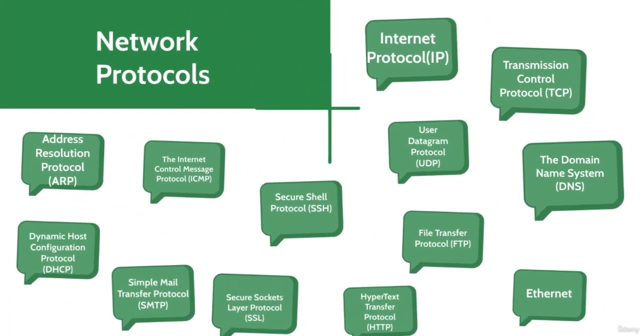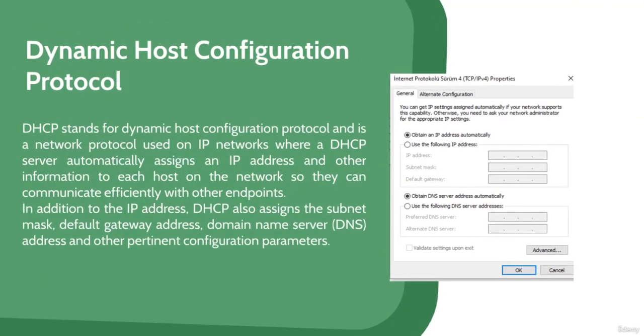Dynamic Host Configuration Protocol. DHCP stands for Dynamic Host Configuration Protocol and is a network protocol used on IP networks where a DHCP server automatically assigns an IP address and other information to each host on the network so they can communicate efficiently with other endpoints. In addition to the IP address, DHCP also assigns the subnet mask, default gateway address, the domain name server, DNS, address, and other pertinent configuration parameters.